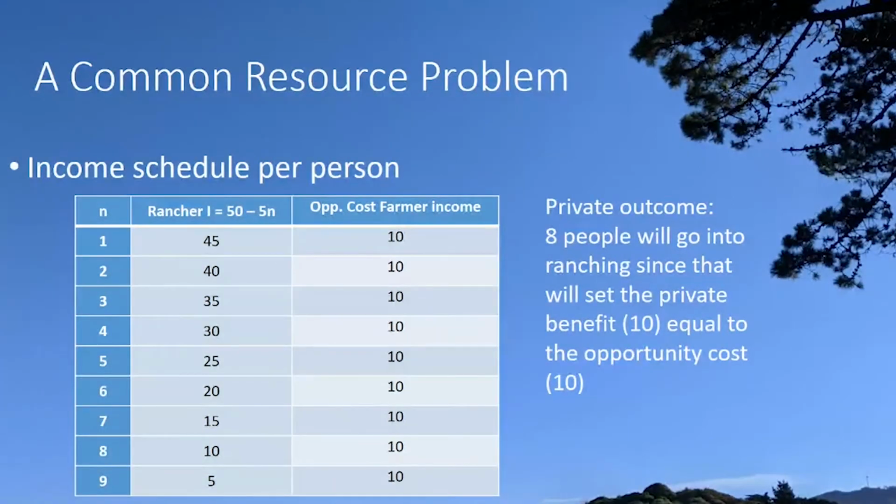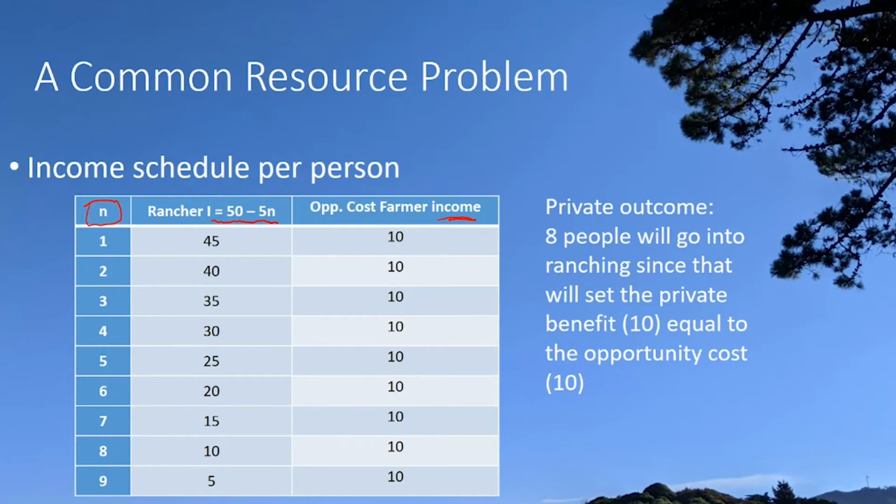Here's our schedule where N is the number of ranchers that are devoted to ranching. The income of ranchers is given by this formula right here in the first column at the top. And then we've got the farmer income, which is going to be the rancher's opportunity cost. So a rancher can either ranch and make money, or if they don't want to do that, they can fall back and become a farmer and assure themselves $10 per day as a farmer.